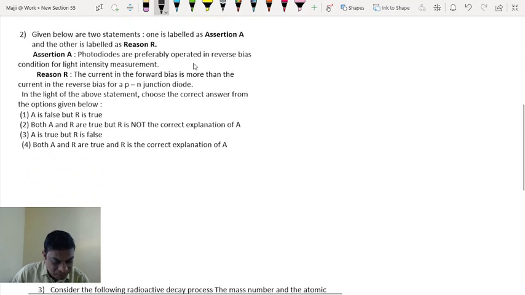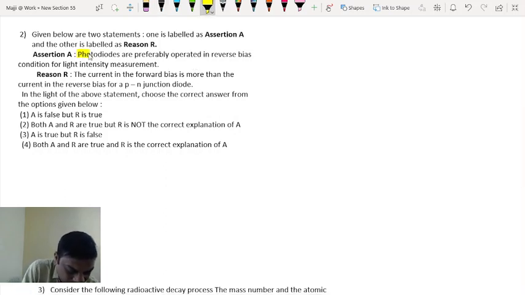The next question is an assertion reason kind of question, as you can see. Assertion reads, photodiodes are preferably operated in reverse bias condition for light intensity measurement. This is actually true. Again, this is based on a fundamental thing, because as we know, photodiodes, the name itself indicates, operate based on light and detect the intensity of light. The more the intensity of light, the more will be the current through the photodiode.